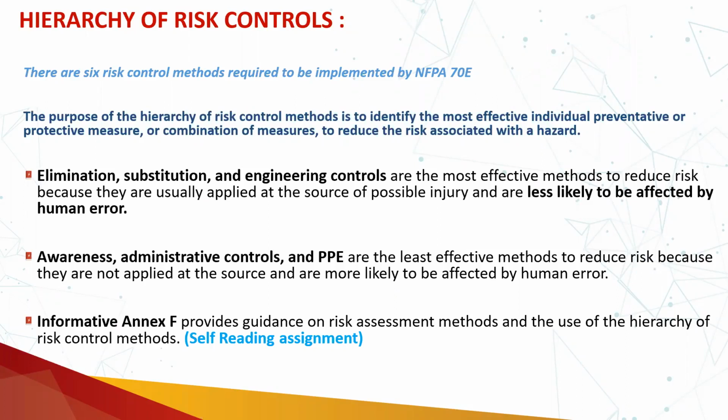On the other hand, the next three, awareness, administrative control, and PPE, are the least effective methods to reduce the risk because they are not applied at the source and are more likely to be affected by human error. So informative Annex F talks about this risk assessment in detail. Just take out some time to go through informative Annex F as well.